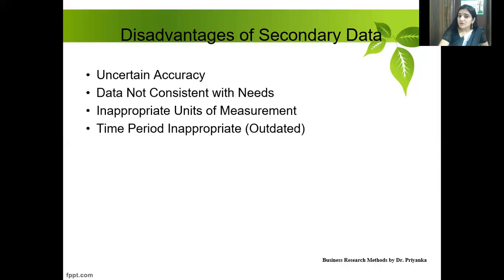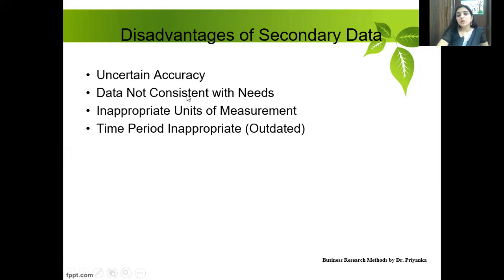But some disadvantages are also there. Number one, uncertain accuracy. You cannot say that the data is 100% accurate. Of course, the data is not actually 100% wrong. The researcher who has quoted the data might also have taken some care regarding its accuracy, but still you cannot be 100% sure that the data is 100% accurate. That is why we can say there is uncertainty regarding the accuracy of the data.